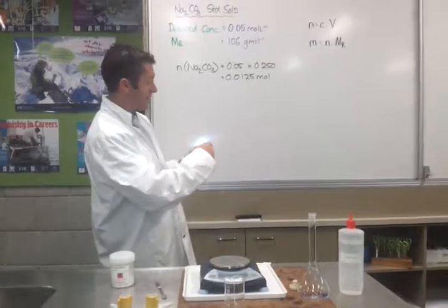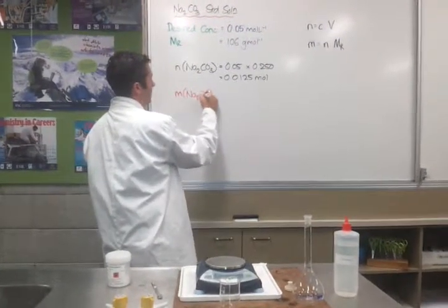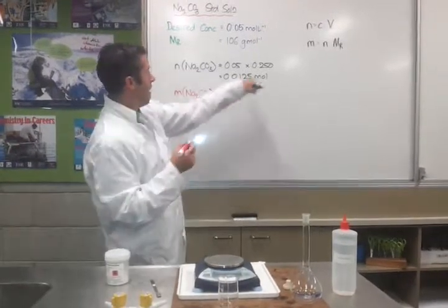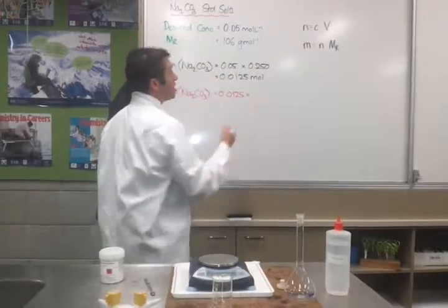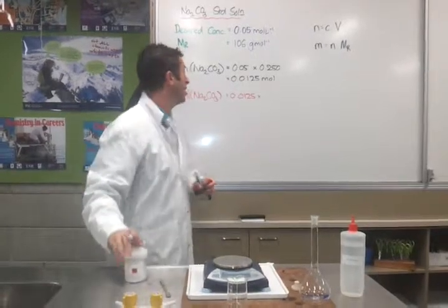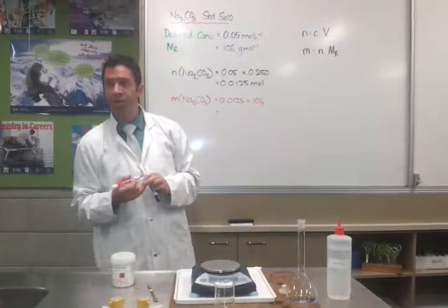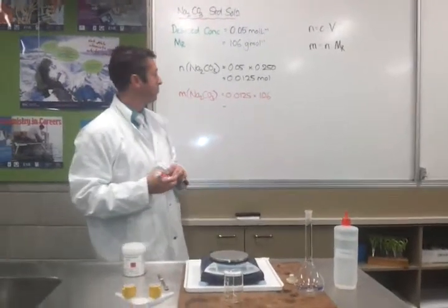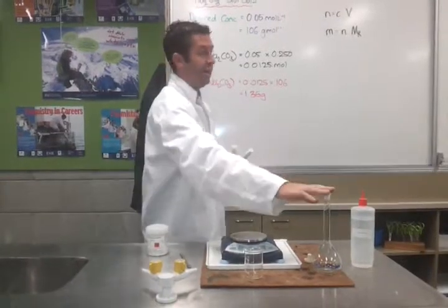So to find mass, I now go, the desired mass of sodium carbonate is going to be the amount, 0.0125 moles, times its molar mass, which is written on the container, so I don't have to actually look that up, which is 106 grams per mole. Again, my mental arithmetic's not good enough, so I'll need some help there, please. 1.325. Yeah. 1.33 grams. So that's what we're trying to dissolve in here.